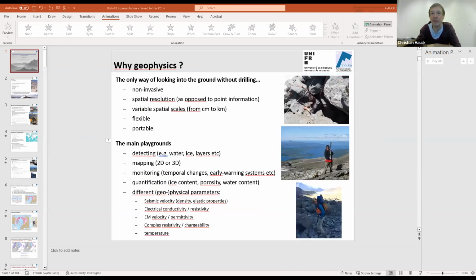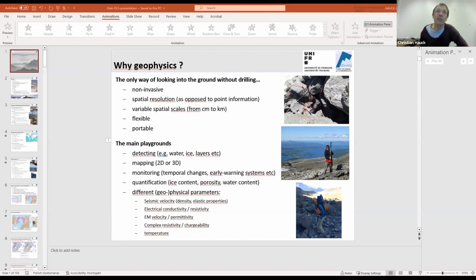So why do we do this? As I understood, you're also mostly geophysicists, so I don't have to convince you, but I think the main points of geophysics are that it's non-invasive, flexible, and portable, which is very important in the mountains. And then we have a huge range of spatial scales. We get spatial resolution as opposed to boreholes where we just get point information, and we can define our scales from centimeters to kilometers if we want to. So I think these are the big pros.